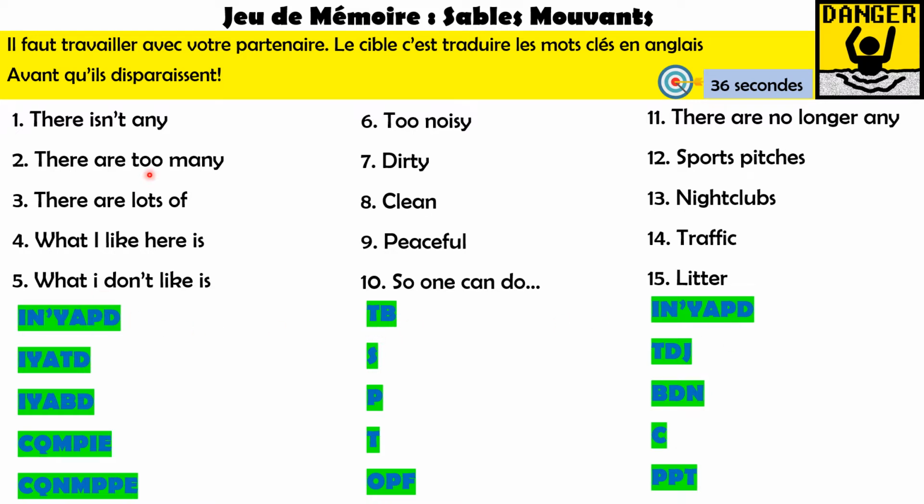Alors donc, je vais donner un exemple. There isn't any. Il n'y a pas de. There are too many. Il y a trop de. There are lots of. Il y a beaucoup de. Facile. Guys, you'll have 36 seconds.